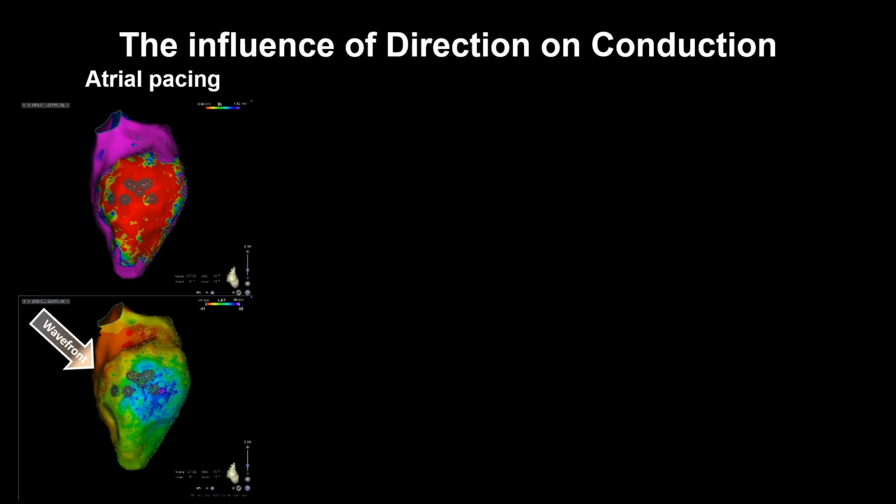The following figure shows the influence of wavefront direction on the area of maximal activation slowing. The panels show voltage maps and corresponding activation map during atrial pacing. The area of maximal slowing, marked by the white line, is located on the first interaction of the wavefront with the infarct on the superior septal aspect of the scar.